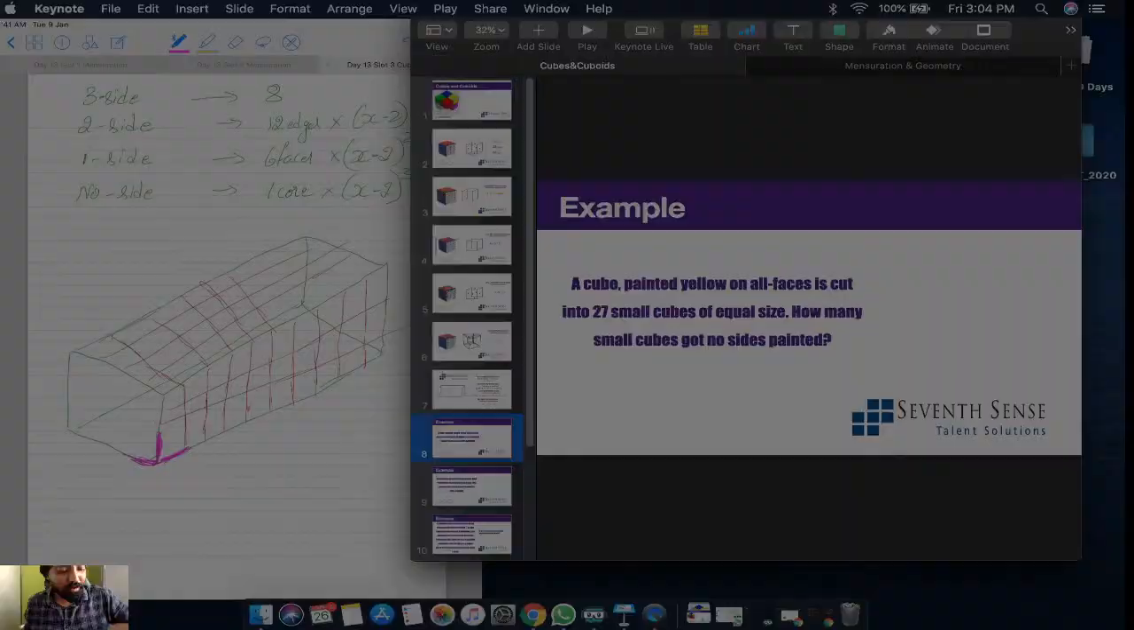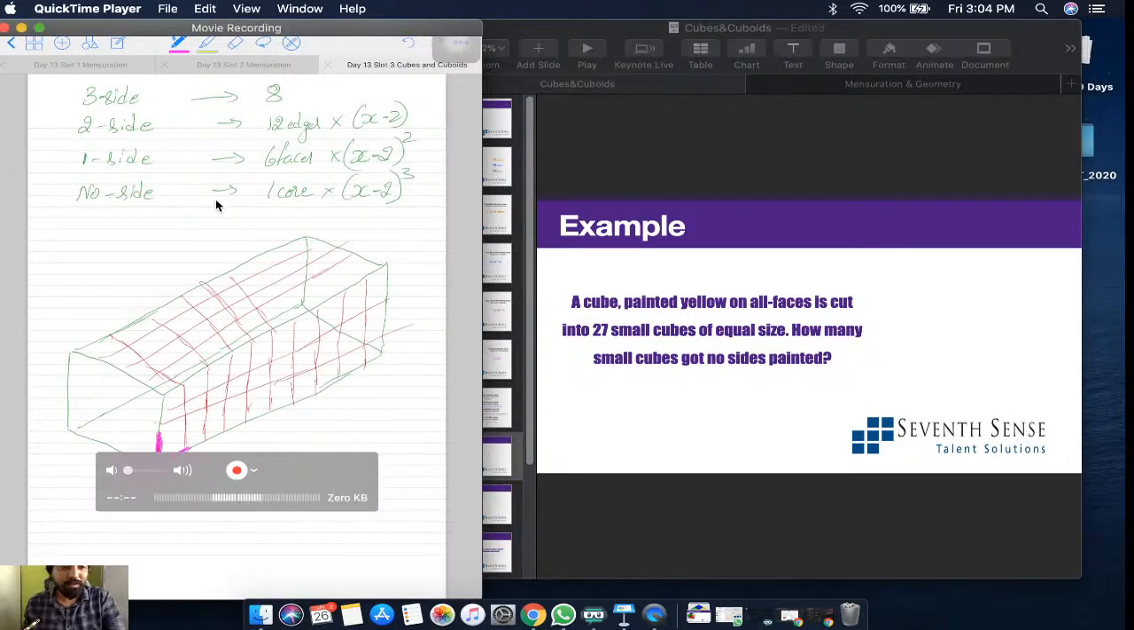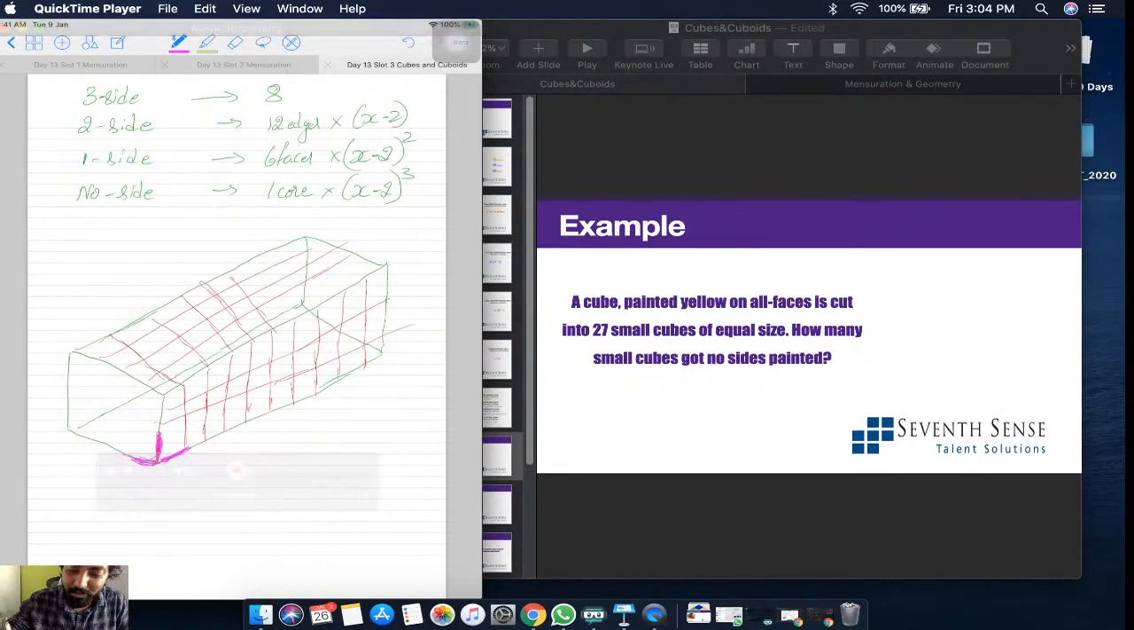You can imagine this. I'll mark this. I hope you can imagine the complete diagram. I don't want to write the complete diagram. You complete this diagram on your own.